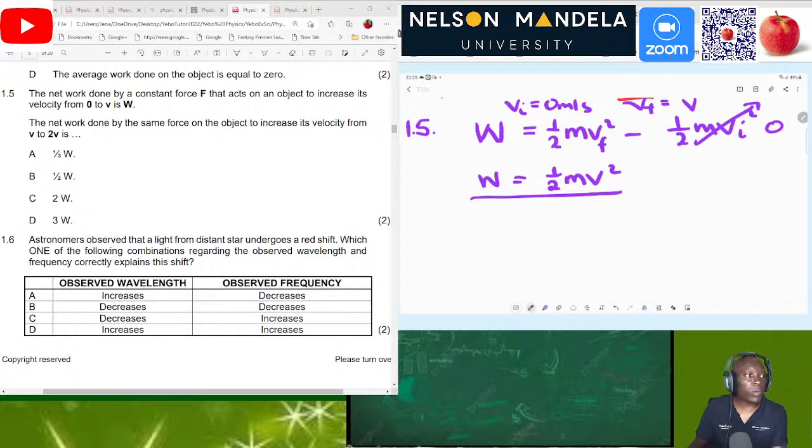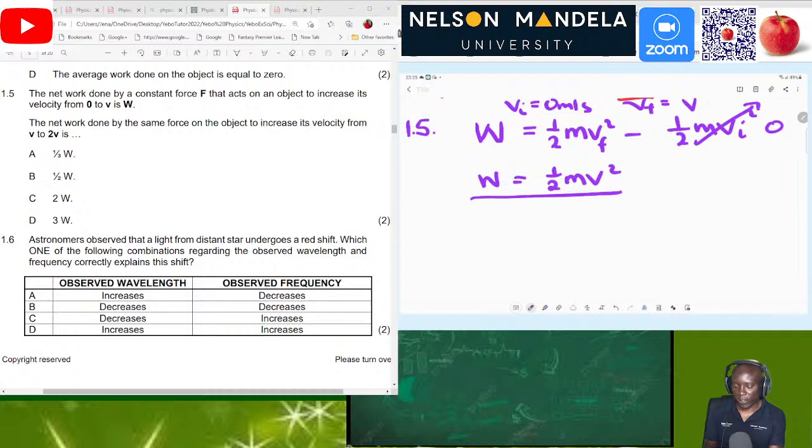Anyway, we're on question number 1.5, at which point we were looking at the work done by a force in increasing the velocity from 0 to v, being W. That is the work done on an object, and the net work done by the same force F on the object to increase its velocity from v to 2v.